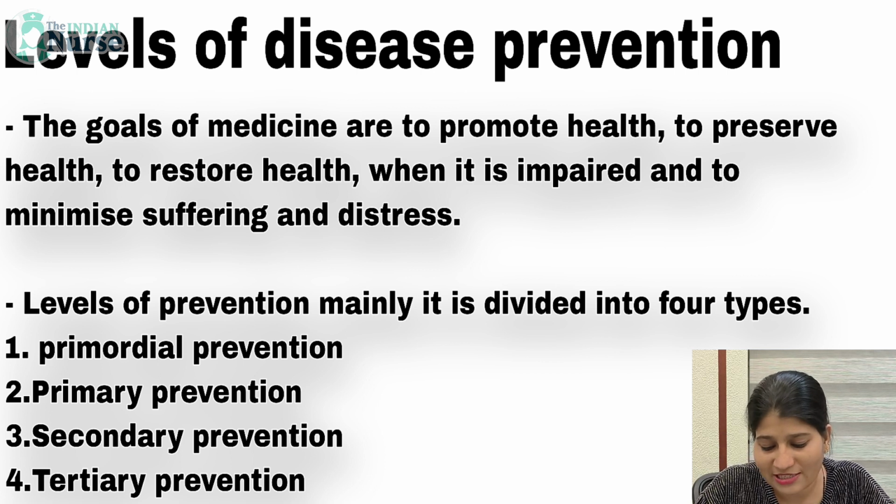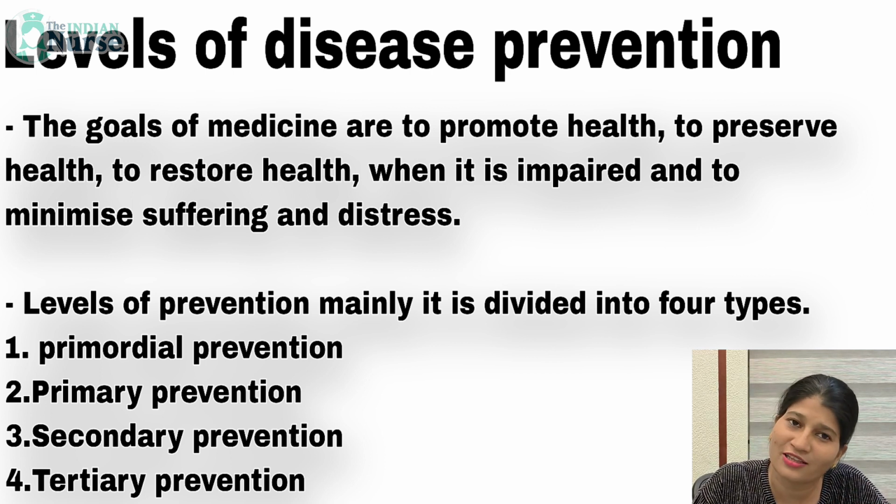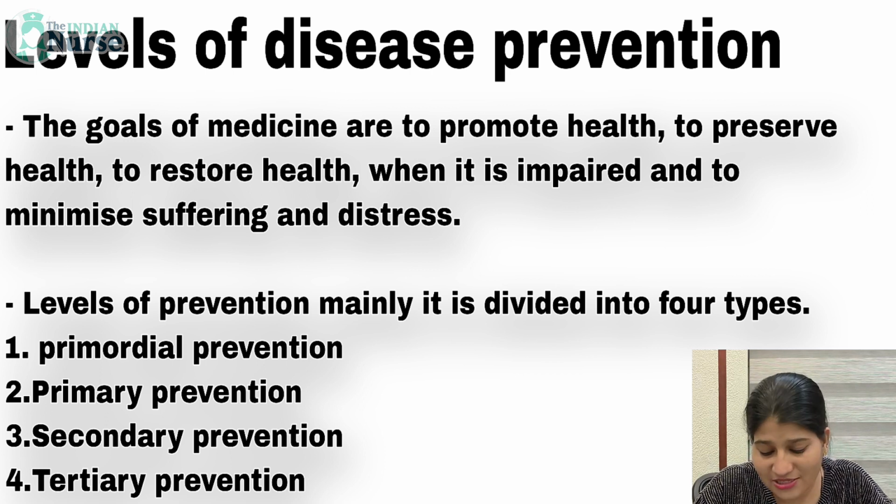So the goal of medicine is to promote health, prevent illness, restore health when it is impaired, and minimize suffering and distress. As I said earlier, here also it is the same thing: promote health, preserve health, restore health when it is impaired, and minimize the suffering and the distress. Next, levels of prevention are mainly divided into 4 types, as I said: primordial prevention, primary prevention, secondary prevention, and tertiary prevention.